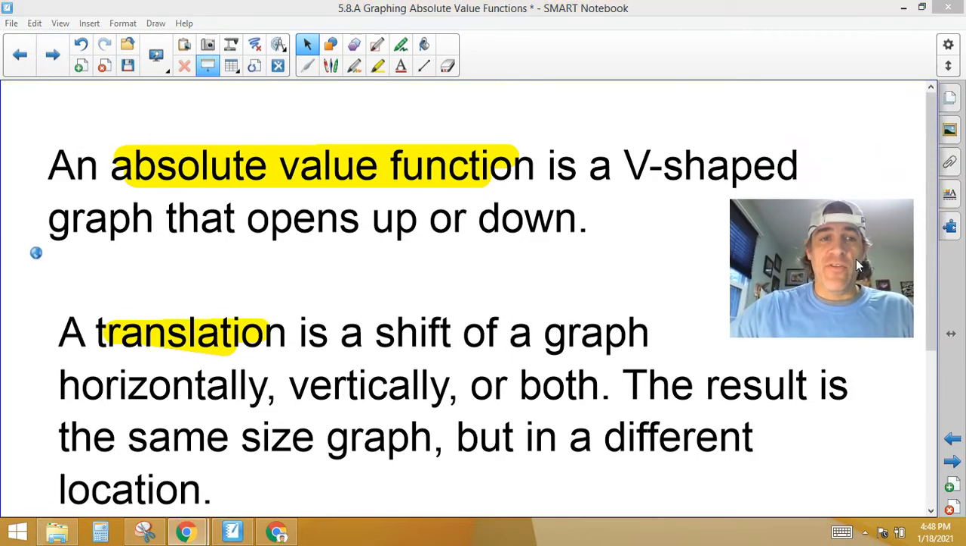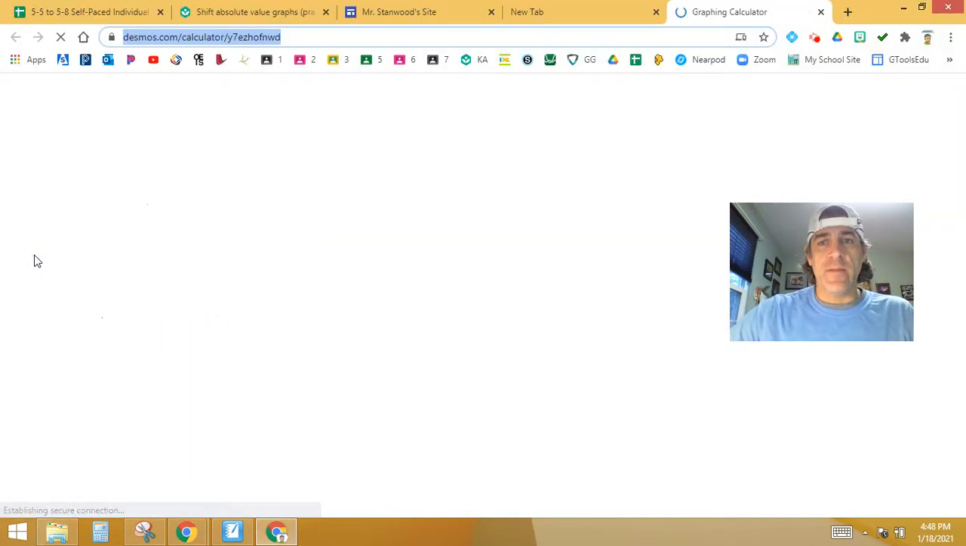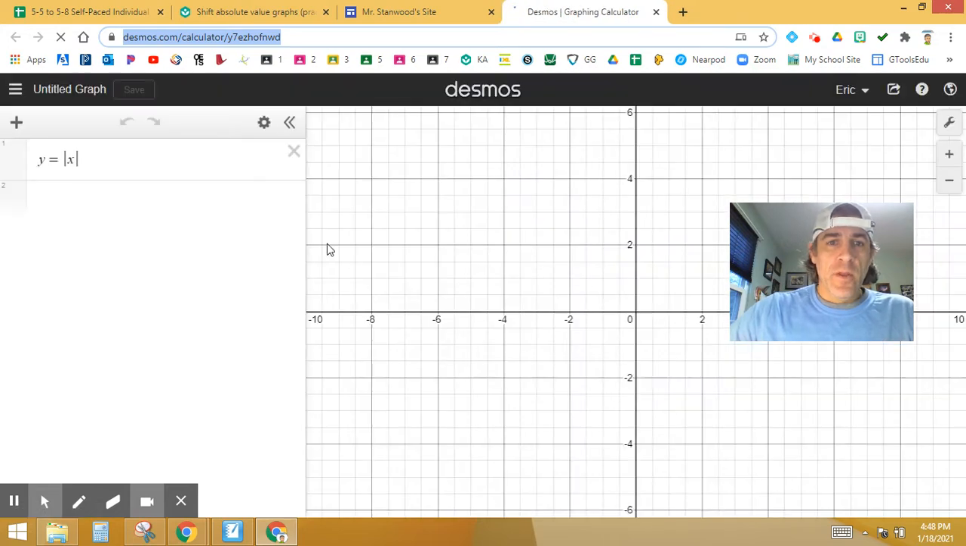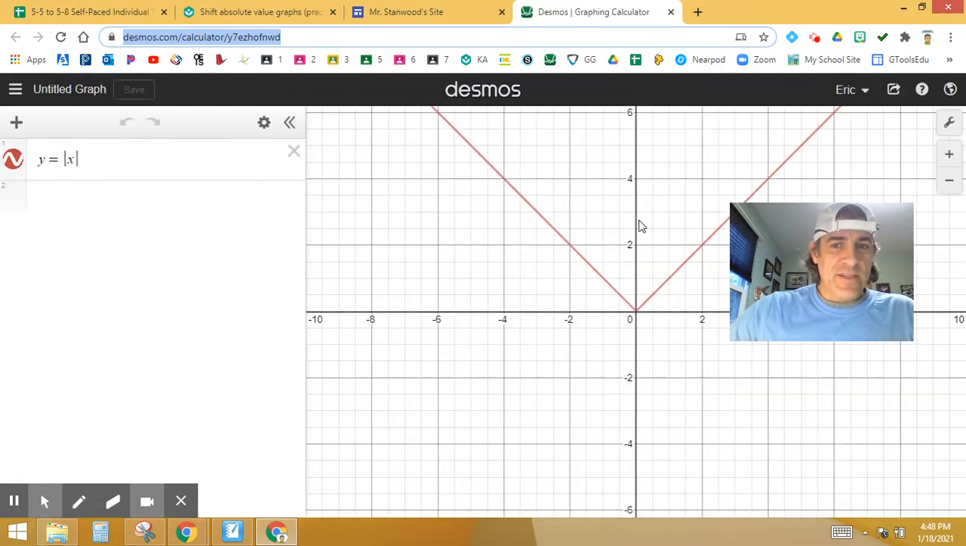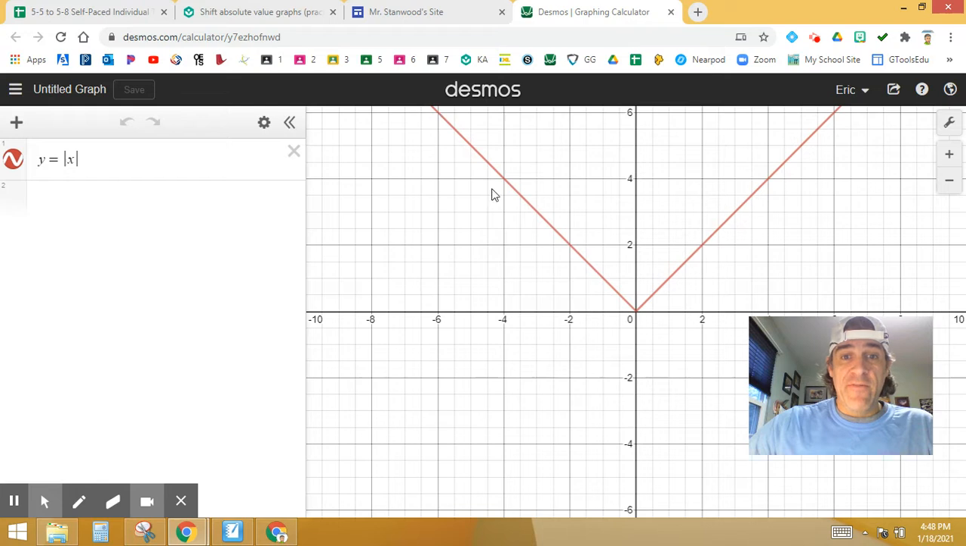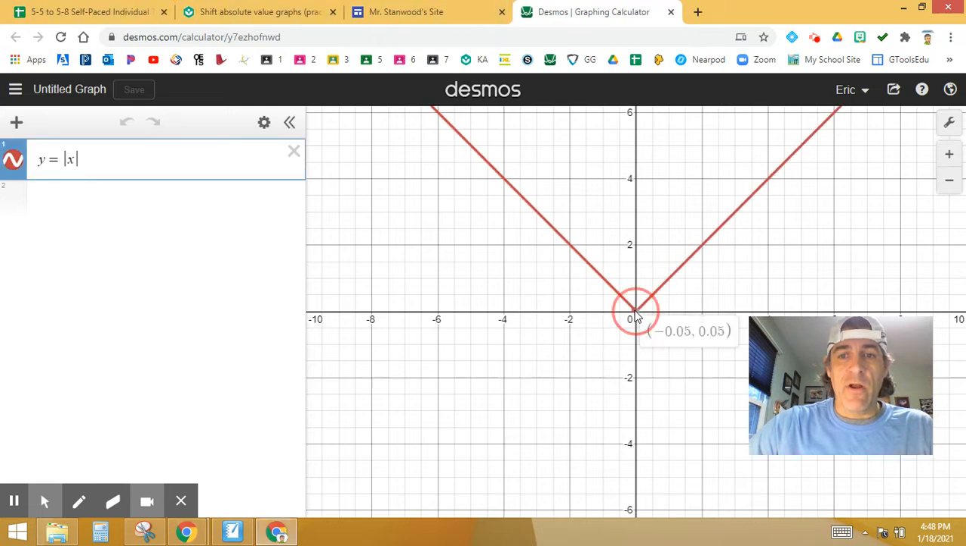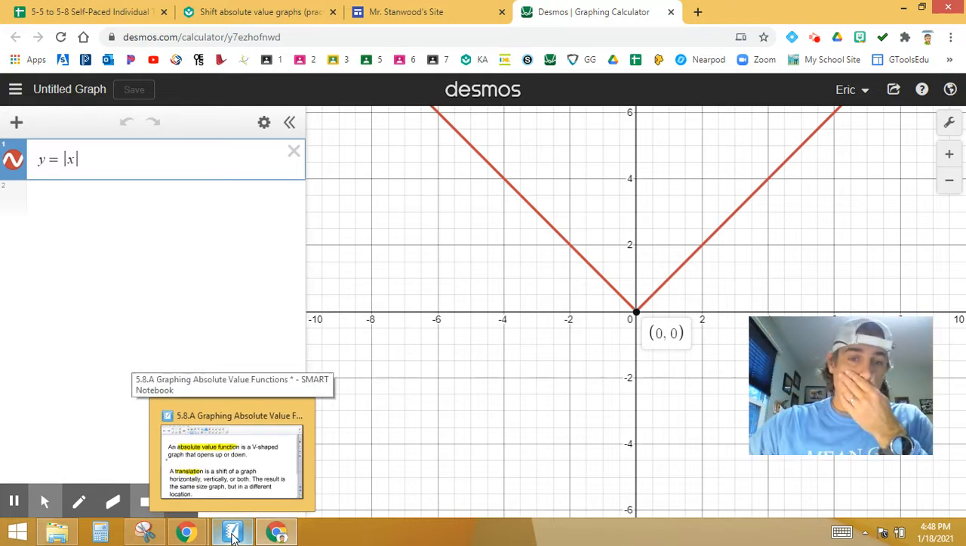Definitely want to jot this down. An absolute value function is going to be a V-shaped graph. It could open upward or it could open downward. This is what it looks like: y equals the absolute value of x, and here it is. It is a V. The original vertex of the parent function is at 0, 0. The vertex is where the two lines, the two segments, meet.